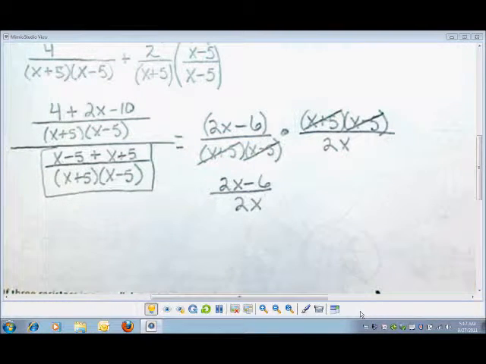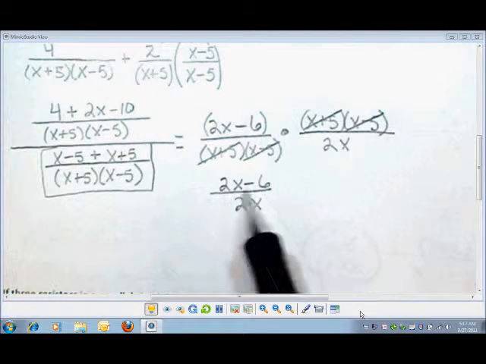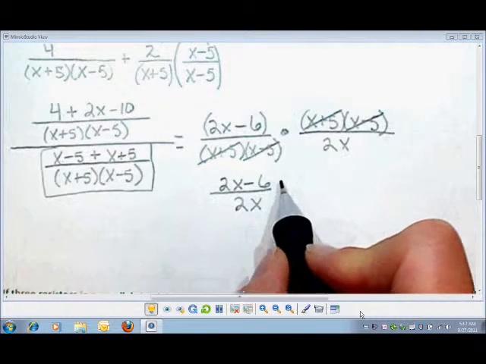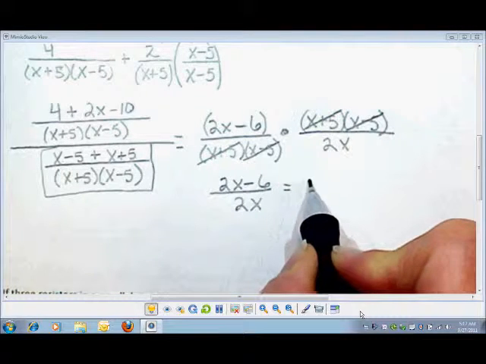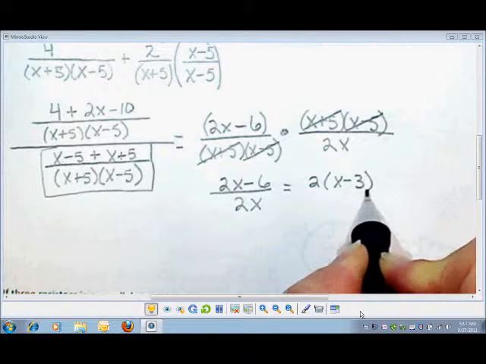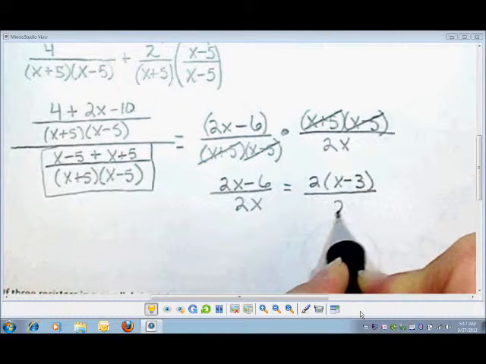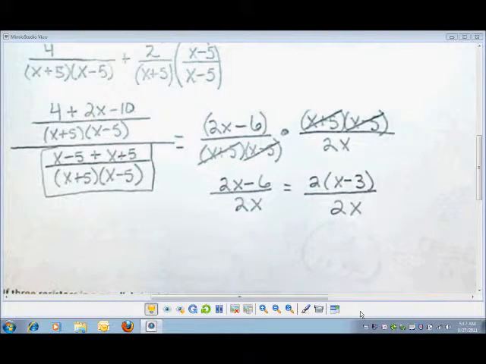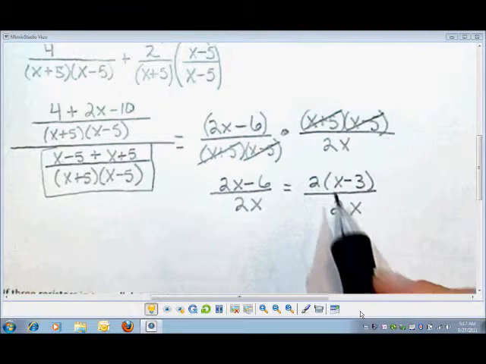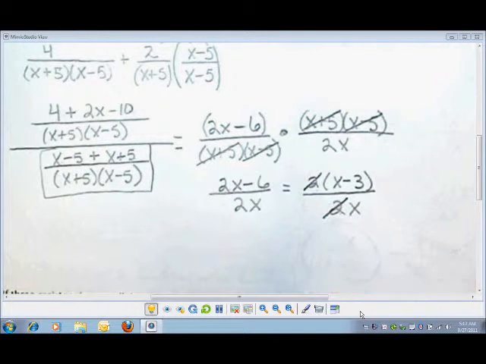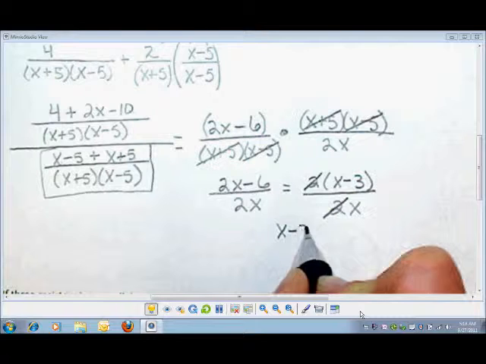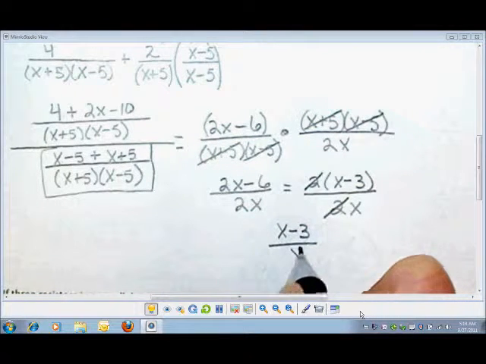Well, maybe not quite, because I see that there's still a factor that can be factored out. So that's the same as 2 times x minus 3 over 2x. Now I can cancel because I have a factor of 2 here and a factor of 2 here. That means my final answer is x minus 3 divided by x.